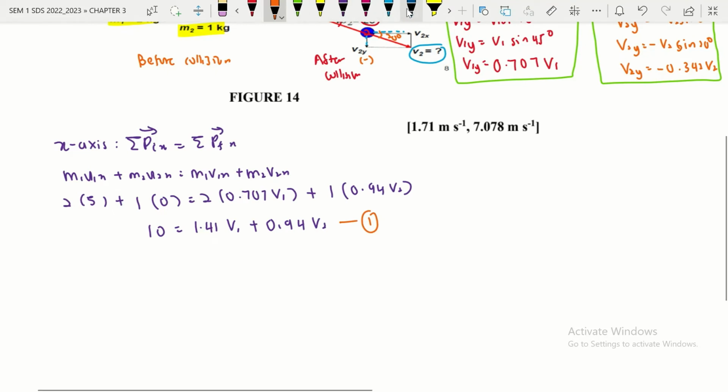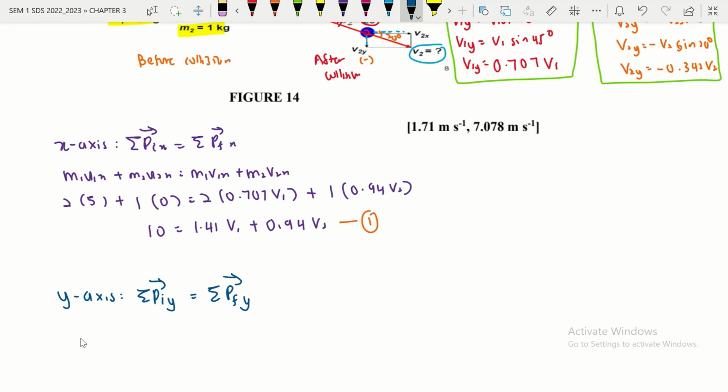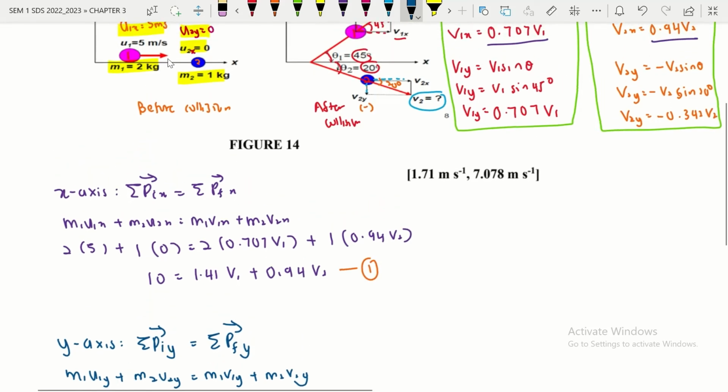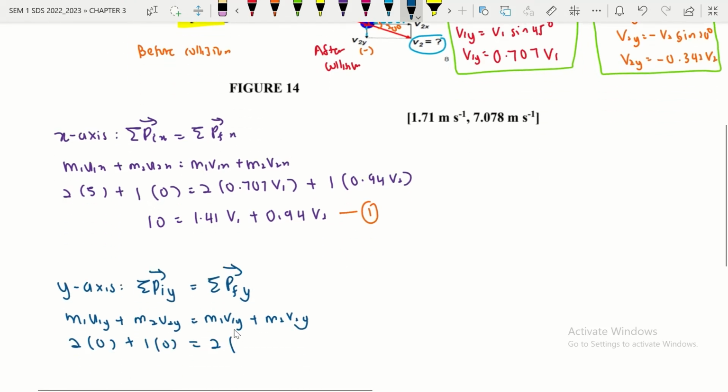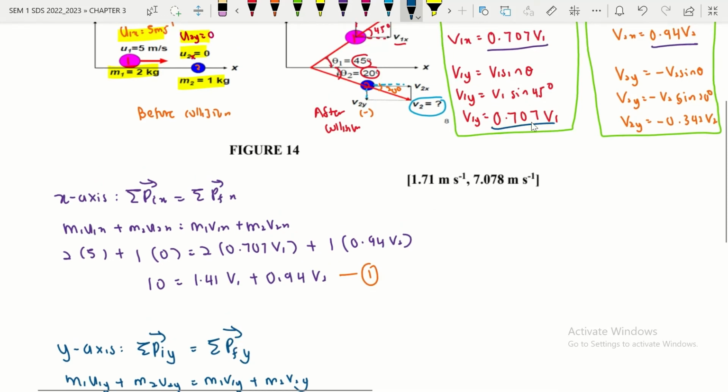Satu lagi adalah y-axis. So untuk y-axis sama juga, summation of momentum initial pada paksi y adalah sama dengan summation of final momentum pada paksi y. So M1 U1y tambah M2 U2y sama dengan M1 V1y tambah M2 V2y. So mass 1 adalah 2, U1y kosong, mass 2 adalah 1 dan U2y kosong. Why? Because before collision dia hanya bergerak pada paksi x, dia tidak bergerak pada paksi y. Dan M1 kita adalah 2 dan V1y kita adalah 0.707 V1.